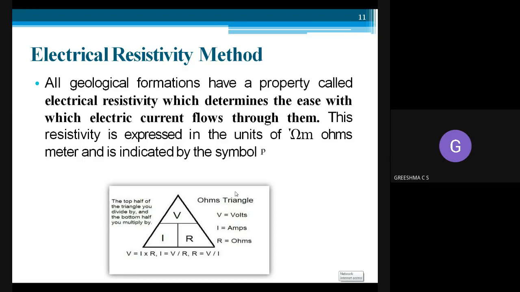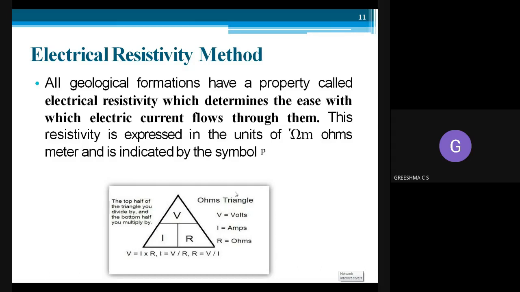Geological formation means if we go below the earth, you will see different types of sand. You can see different types of rocks. Maybe you can see the water table also. You can see sand, you can see rock, and you can also see the water table. Whatever the geological formation is, it is having an electrical resistivity. What do you mean by electrical resistivity? That is the resistance to electric flow through it.